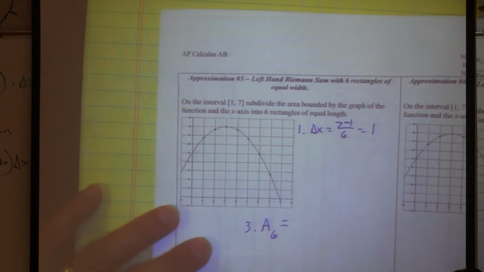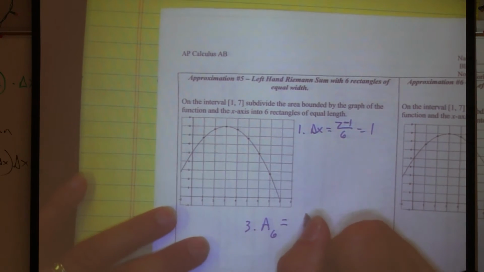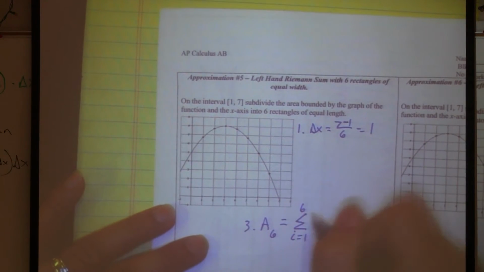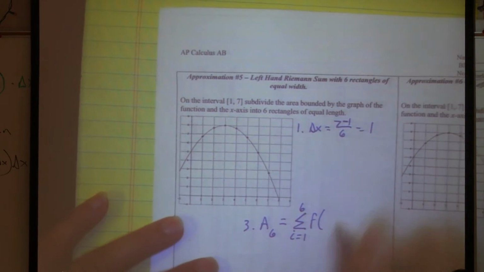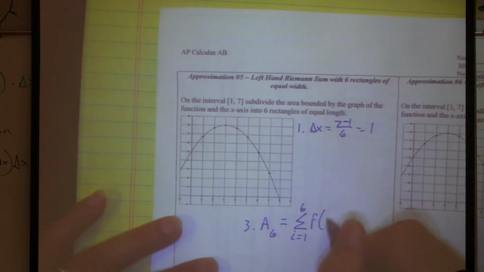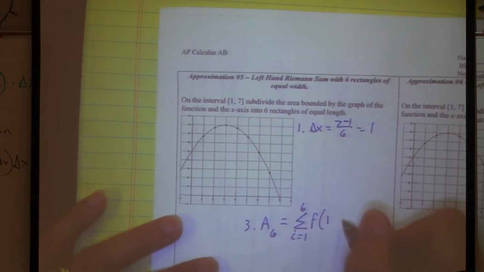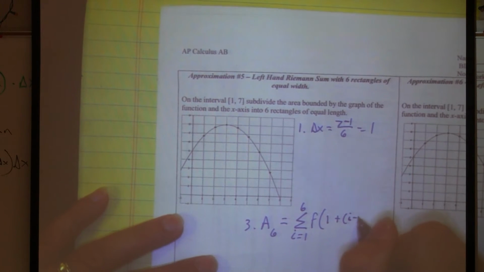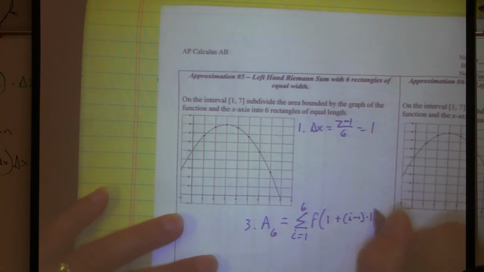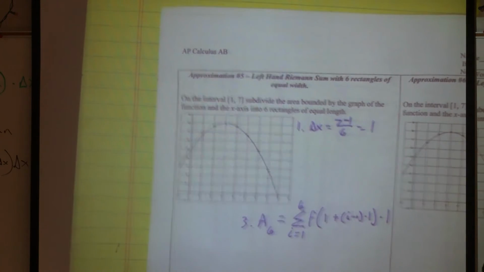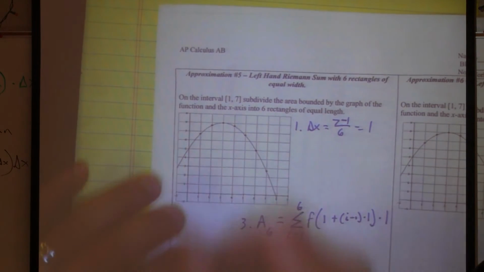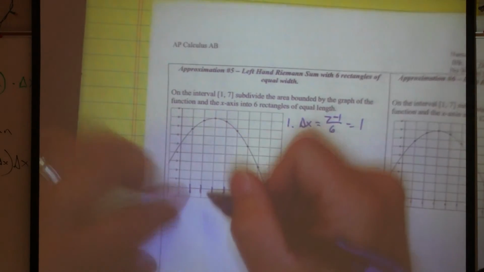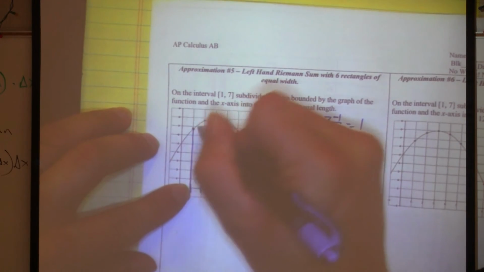A of 6. What's that going to be? The sigma from i equals 1 to what? To 6 of f of 1, because that's what a is, not because it's always a 1, plus (i minus 1) times 1, times 1. Beautiful. And I'm going to draw the rectangles while you figure that out. The intervals are 1. Remember, you're using the left-hand side to draw the heights.